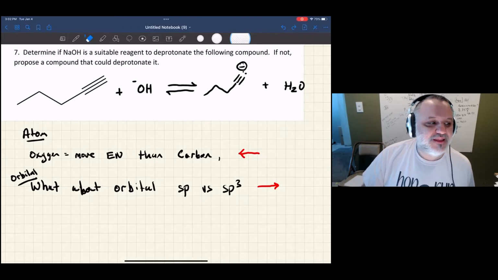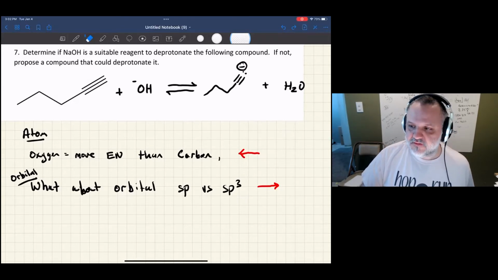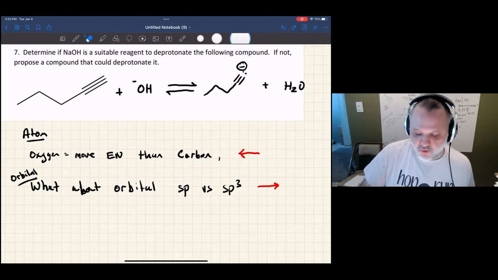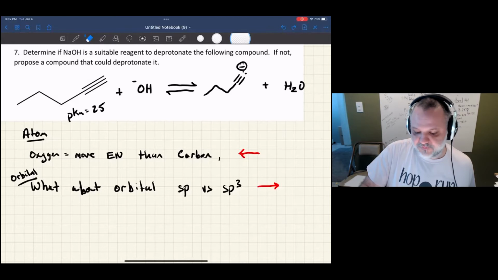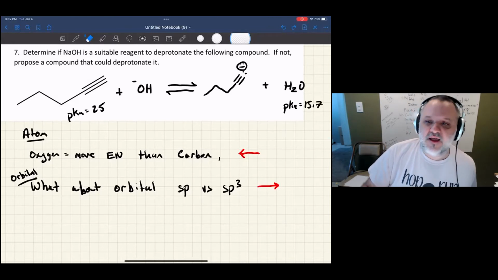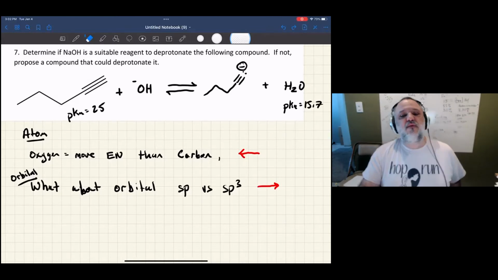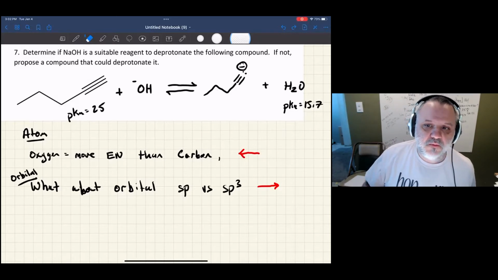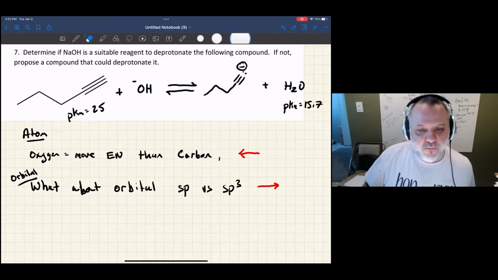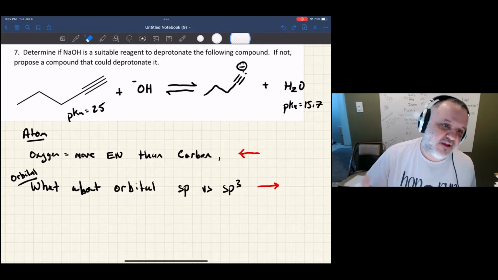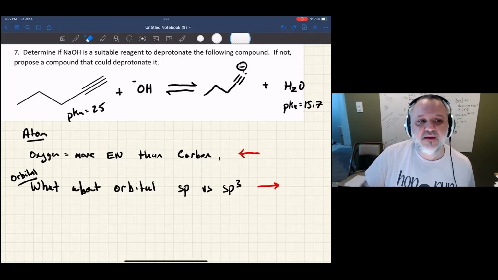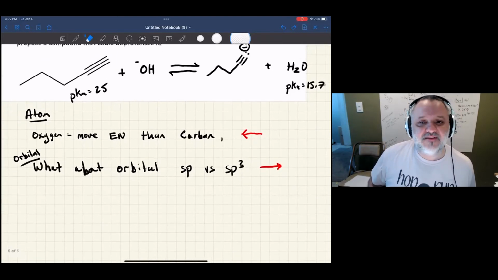But generally the atom overwhelms, or is a more important consideration than, the orbital, and that is borne out by the pKa's. The pKa here is 25 for the alkyne and 15.7 for water. So we know that the atom suggestion was correct, right? And that the water is a stronger acid. And so the reaction does favor the side with the weaker acid. That's reactant. So the answer to the question is no, sodium hydroxide is not suitable.